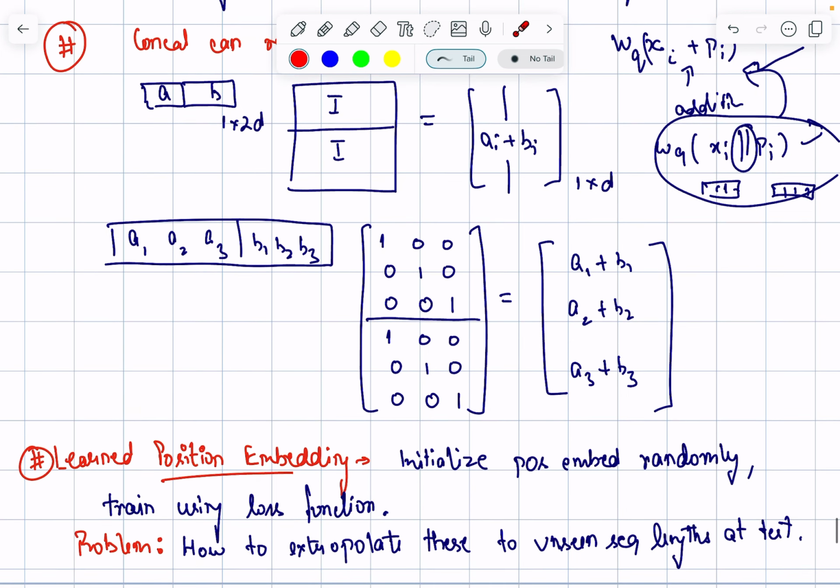So what does that mean? That means that if we expand, let's say we have three dimensional vectors A, that means d is equal to 3. So it will be 6 cross 1, and this will be 6 cross 3. If we multiply this with this, it will pick the first element A1 plus B1. In the second, it will take A2 plus B2. In third, it will take A3 plus B3.